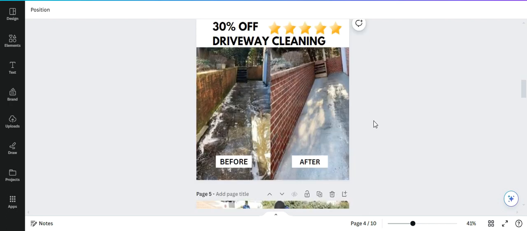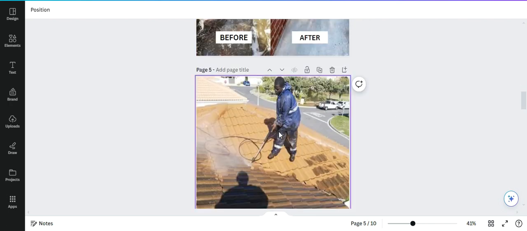Now the next one is driveway cleaning again. We are showing the transformation, before and after. Before it was dirty, now after it is clean, the same place is now very clean. We are offering the same 30% off. This is a transformation creative. Now over here, we are showing another one, rooftop.